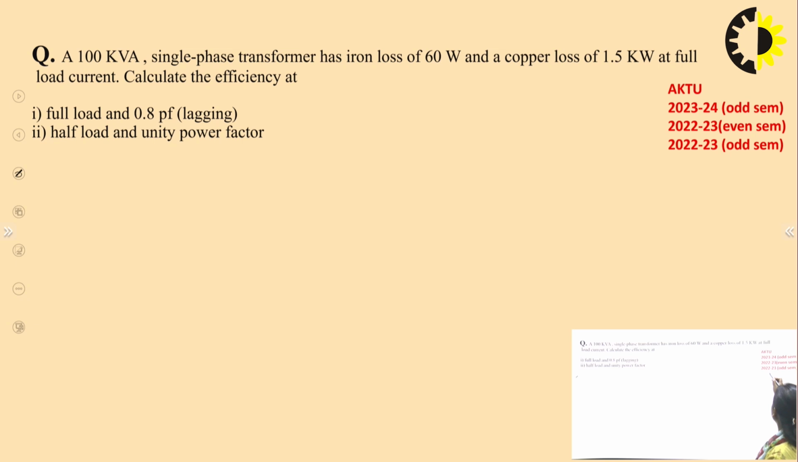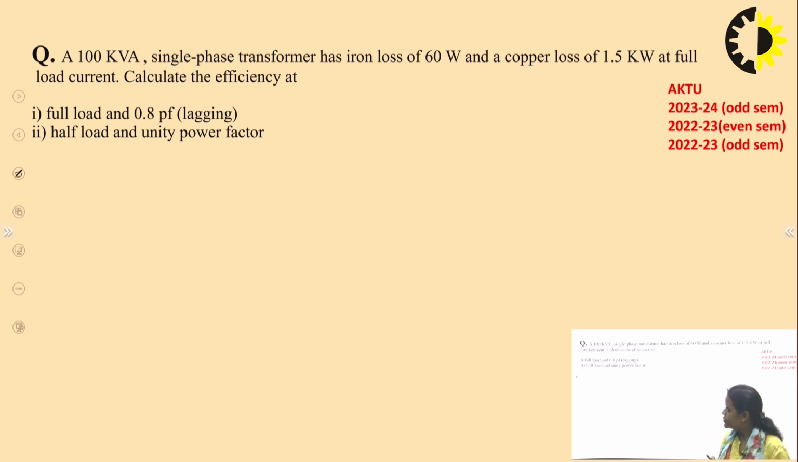In 2022-23 it came in the odd semester, then this question repeated in the even semester, and then again in session 2023-24 in the odd semester. So it is continuously coming every semester. The question is: a 100 kVA single phase transformer has iron loss of 60 watt and copper loss of 1.5 kilowatt at full load current. You have to calculate the efficiency at full load at 0.8 power factor lagging, and at half load and unity power factor.